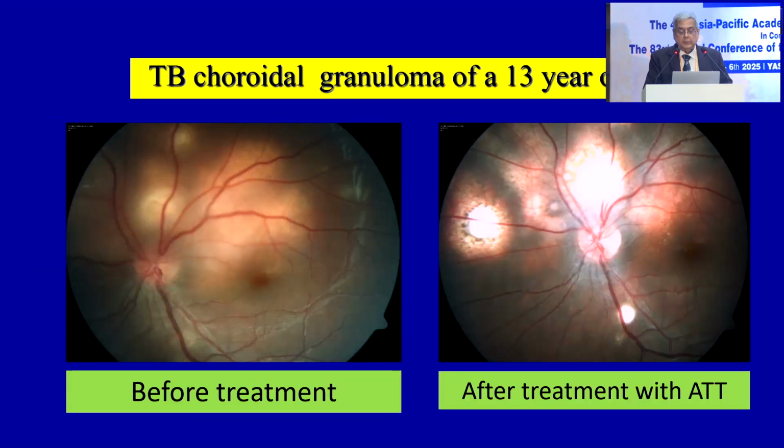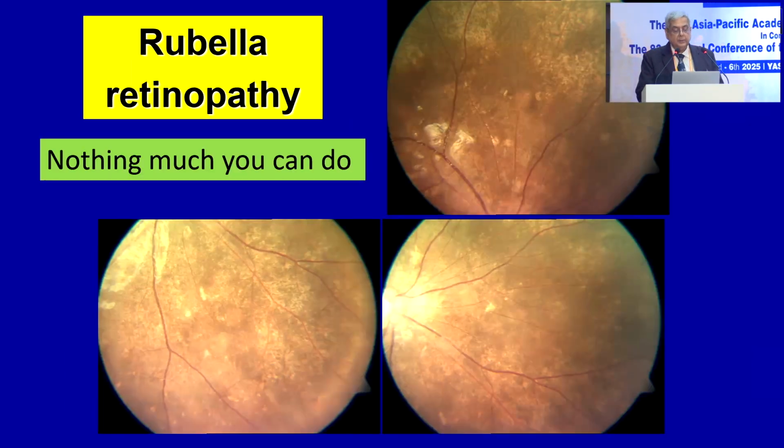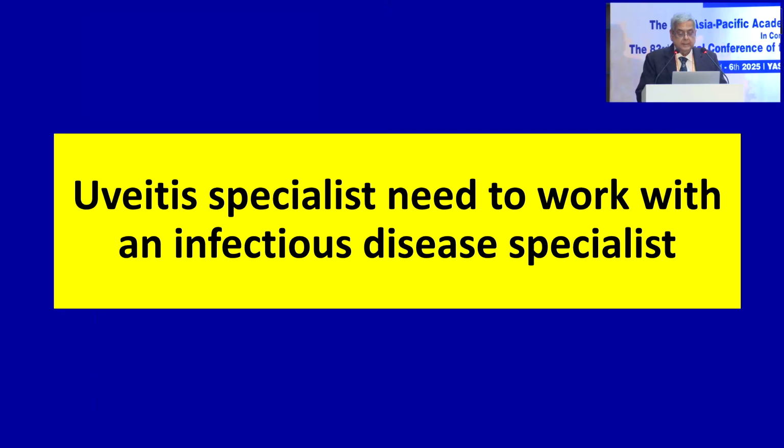Tubercular choroidal granuloma can also be present, and this is a little bit rare. This is before treatment of a tubercular choroidal granuloma and after treatment with ATT and steroids. Rubella retinopathy is also another condition. There is no anti-rubella medication. Nothing much you can do. This is a patient with a salt and pepper type of fundus. Uveitis specialists need to work with an infectious disease specialist.